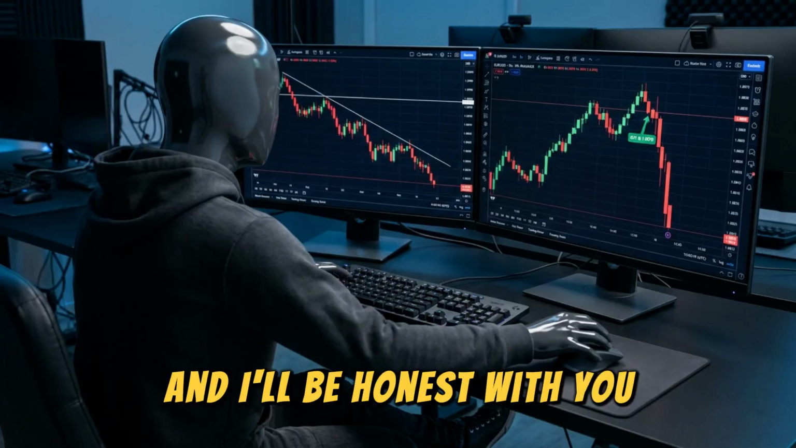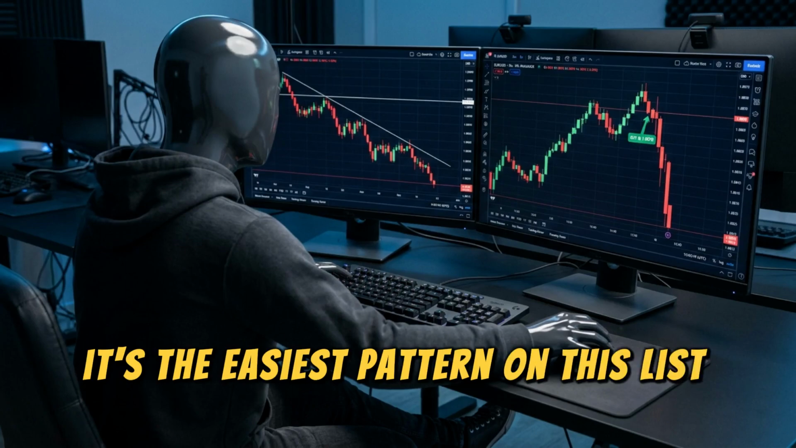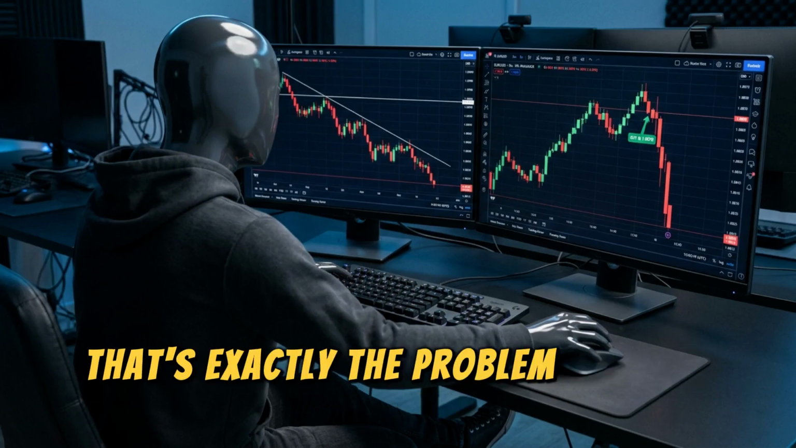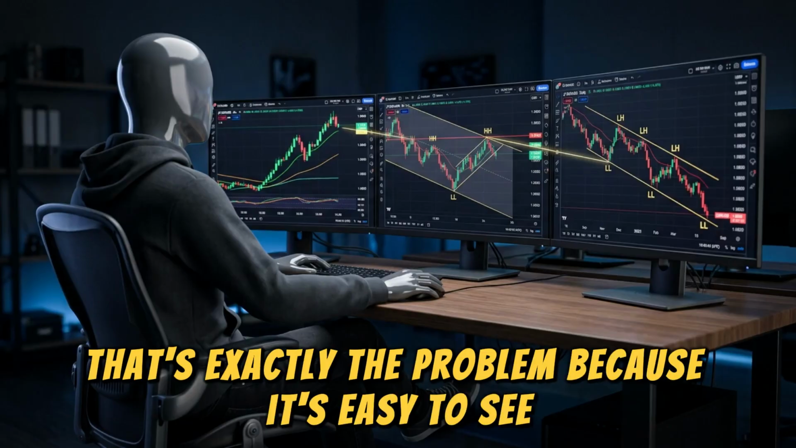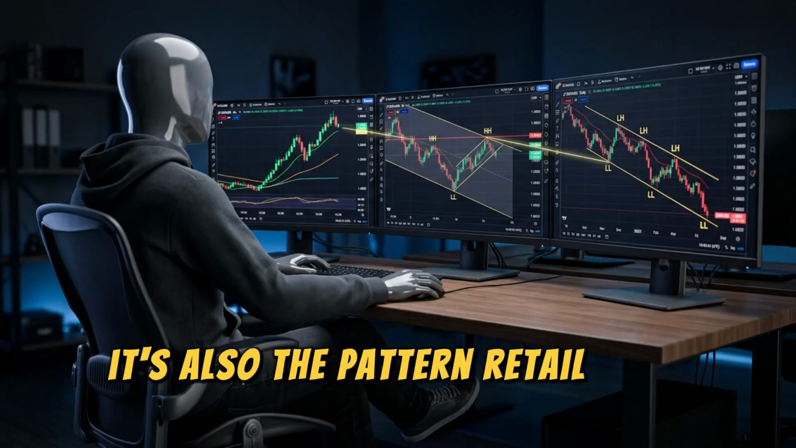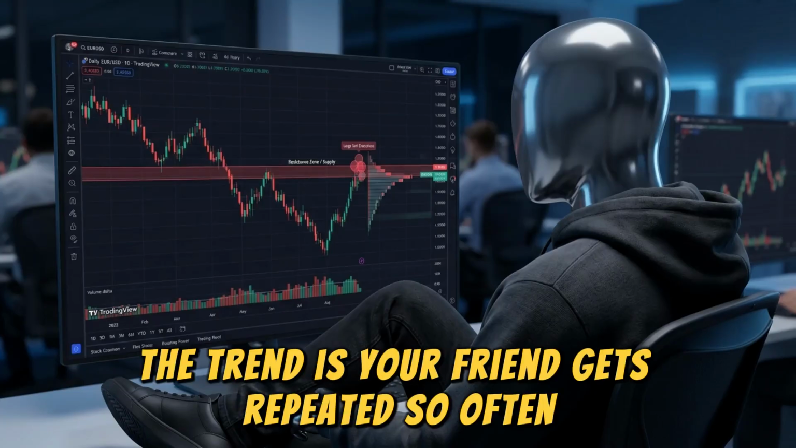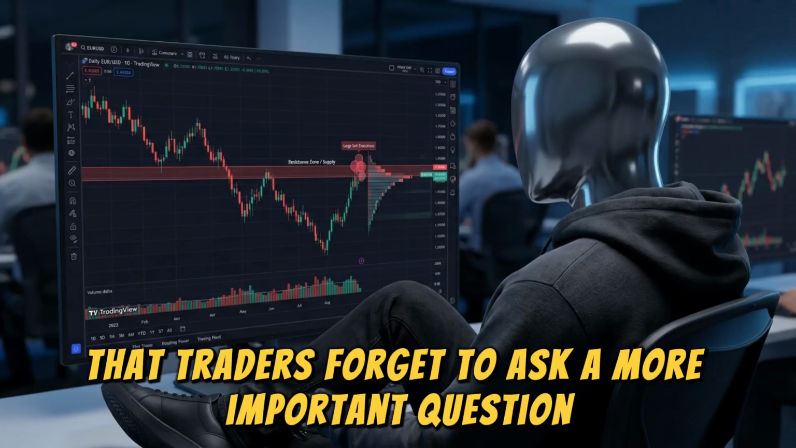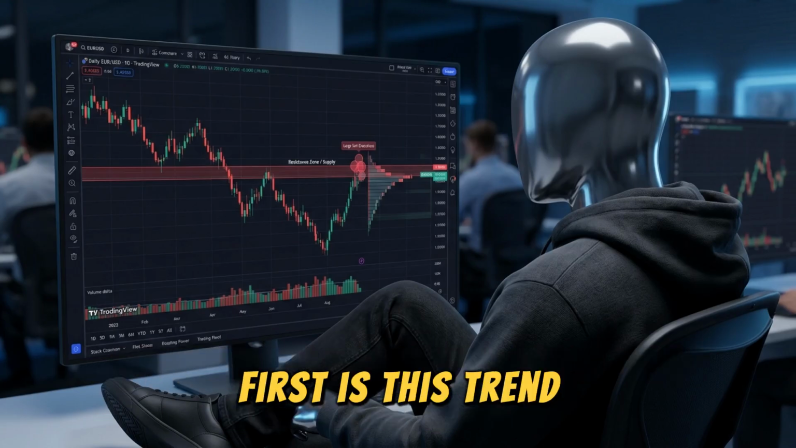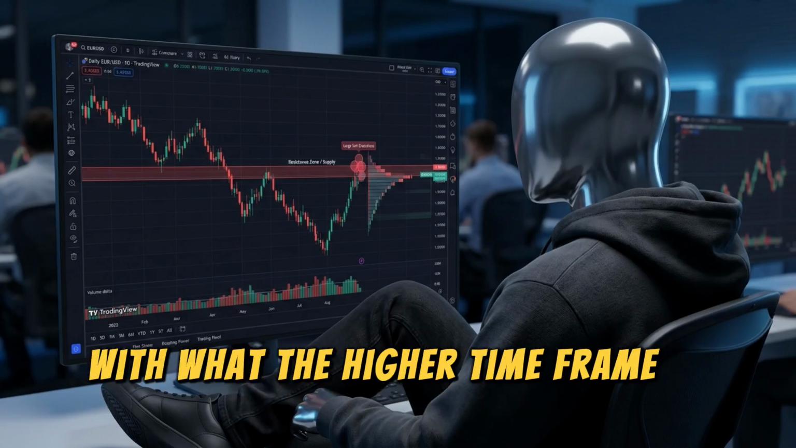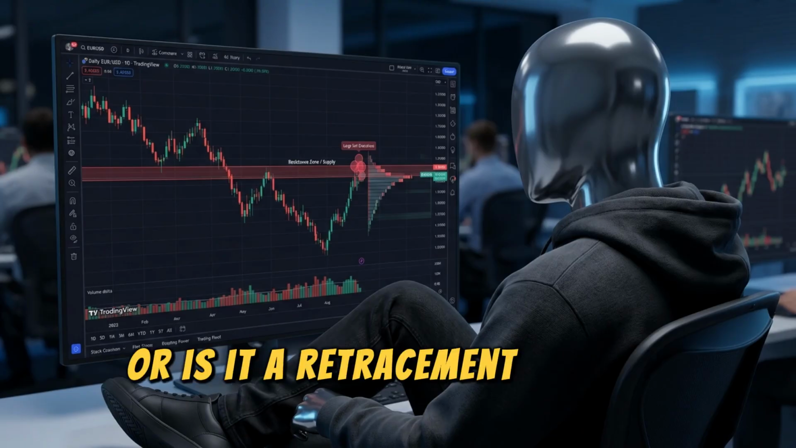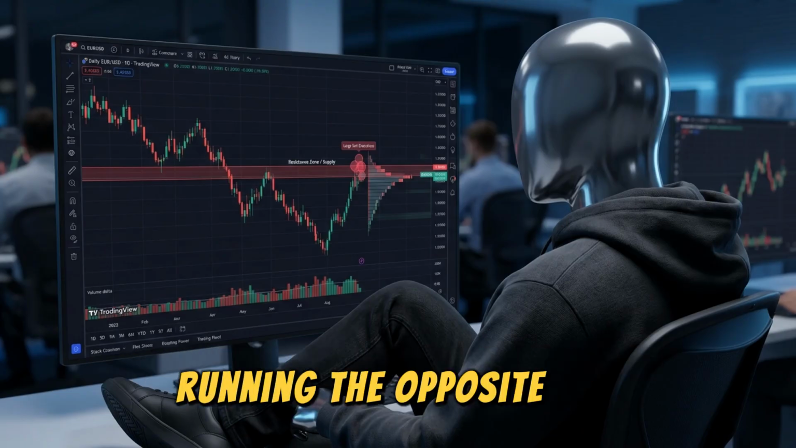And I'll be honest with you, it's the easiest pattern on this list to spot. That's exactly the problem. Because it's easy to see, it's also the pattern retail piles into the hardest. The trend is your friend gets repeated so often that traders forget to ask a more important question first. Is this trend actually aligned with what the higher time frame is doing, or is it a retracement inside a bigger move running the opposite way?